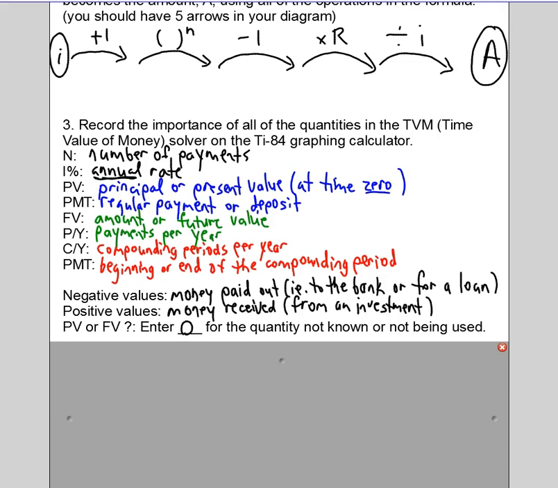So we can use this solver here now to enter in some values. The only other thing we need to know is that if we're paying out money, if we're contributing to an investment or making a payment on a loan, that's money that we're paying out, that would be a negative value. If it's money coming to you from an investment, it would be a positive value. If at the start you don't know the value for the present value or the future value, just enter 0 if it's not known or if it's not being used in the problem.